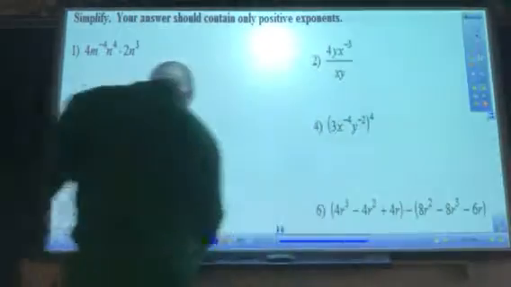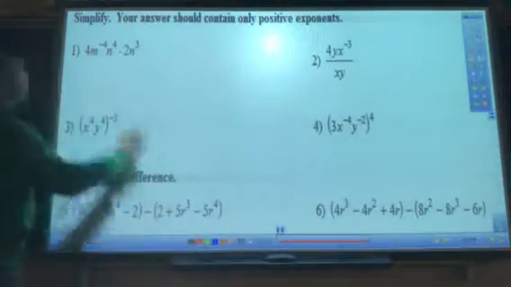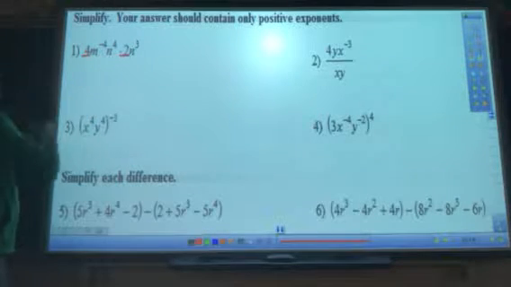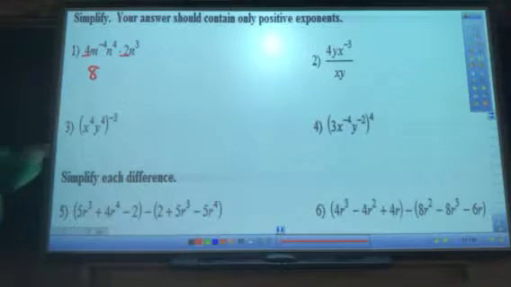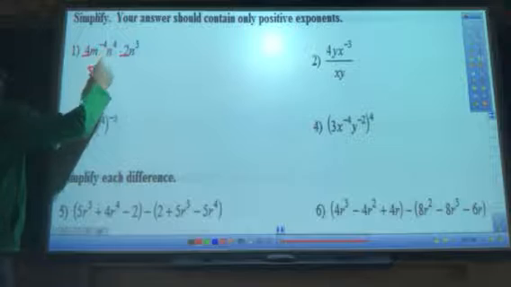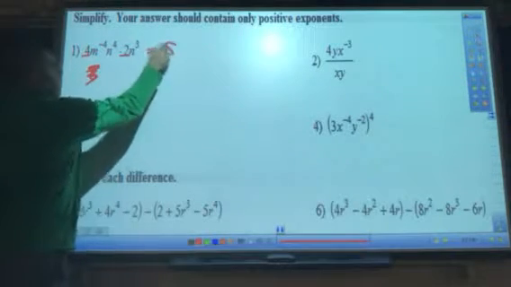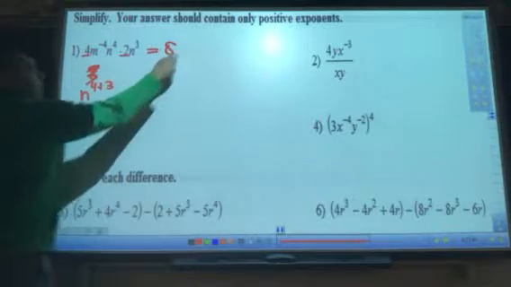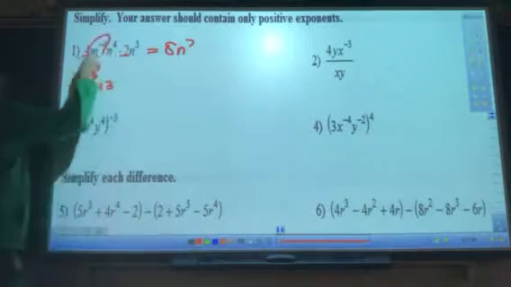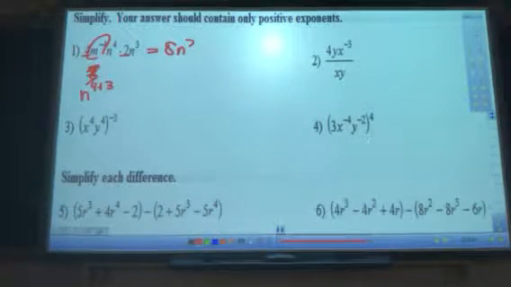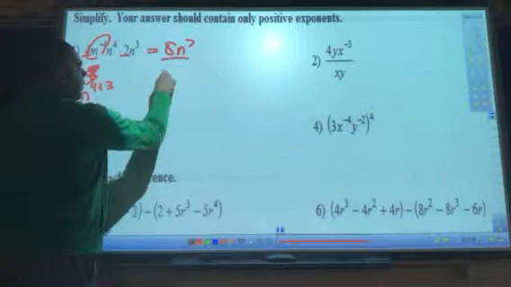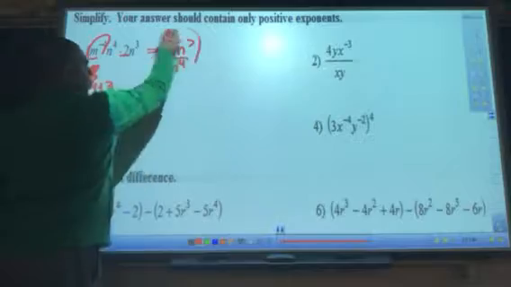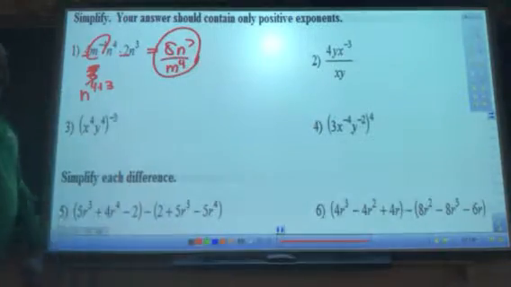All right, here we go. For number 1, 4 times 2 is 8. The n's are multiplied together, so I need to add those exponents. 4 plus 3 is 7. My m has a negative exponent, so I must move it. I can't leave it where it's at. Since it's on the top, that means I need m to the 4th on the bottom. And that would be my answer.